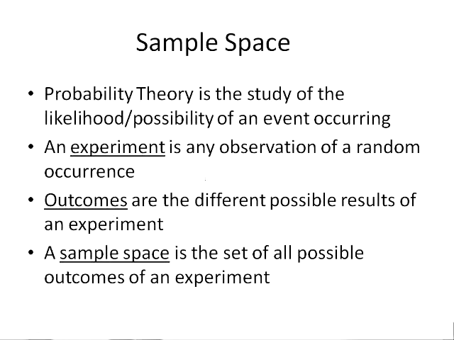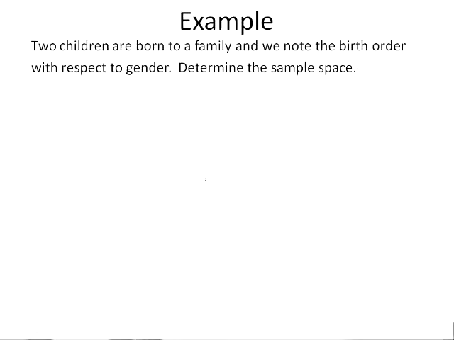An experiment is any observation of a random occurrence. Outcomes are the different possible results of the experiment, and the sample space is the set of all possible outcomes of the experiment. So let's look at a couple of examples finding sample spaces.